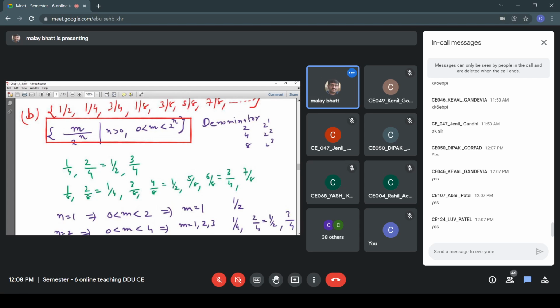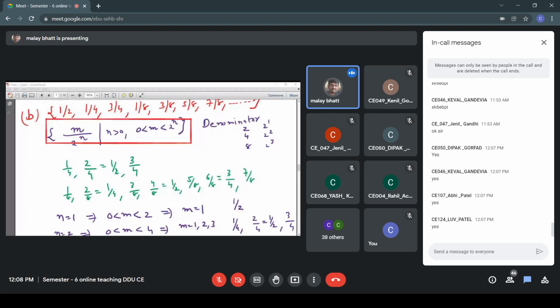So you can see that we have checked for 3 different values of n, and from that we have represented the set. So any query in this second example? Is the second example clear? How we are representing the infinite set in the form of an equation? Yes, any query in this? Yes, can we proceed further?